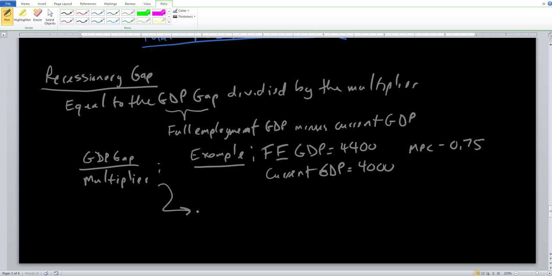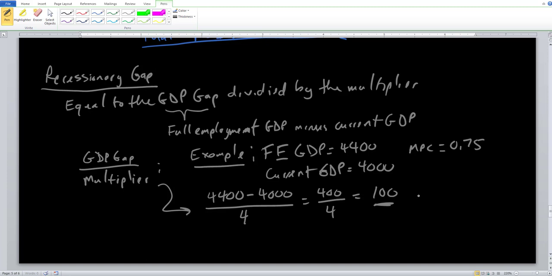So just plugging these numbers into our formula, our GDP gap is going to be full employment GDP, 4,400, subtracting out our current GDP, 4,000, and then divided by the multiplier. Remember, the multiplier is 1 over 1 minus MPC. We've done it several times already with the same specific number, so we know our multiplier is going to equal 4. So we are going to have 400 over 4. Remember, this is a positive 400. And we're going to have equal to 100.